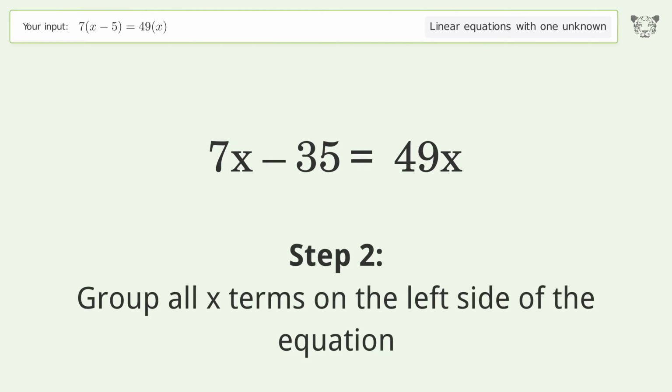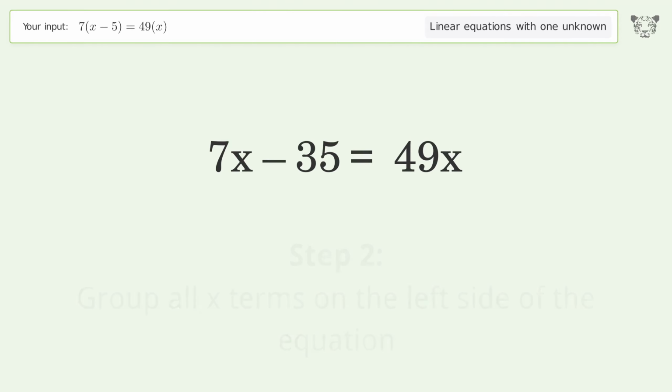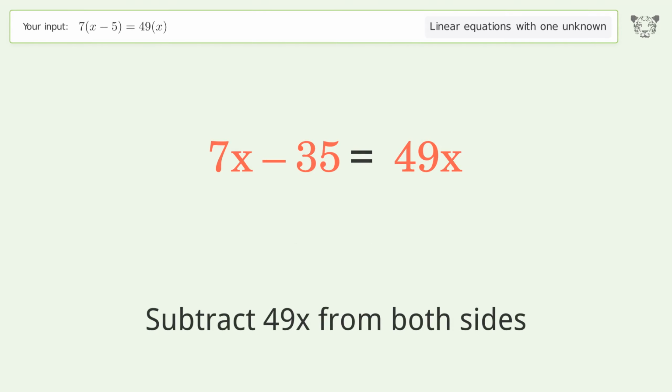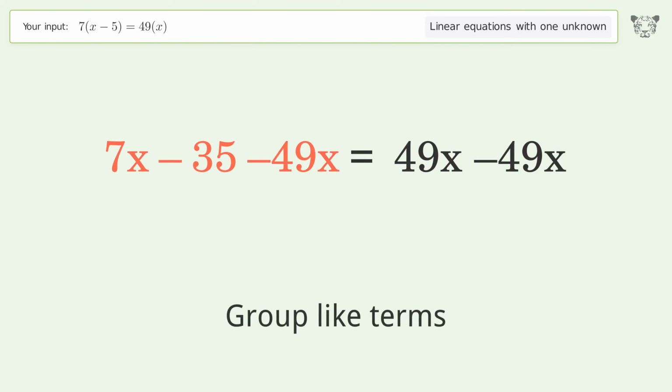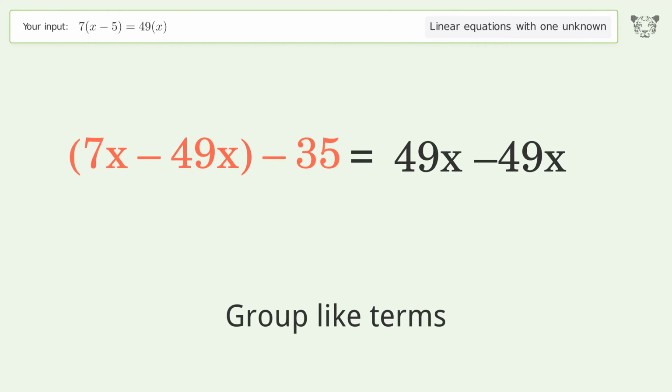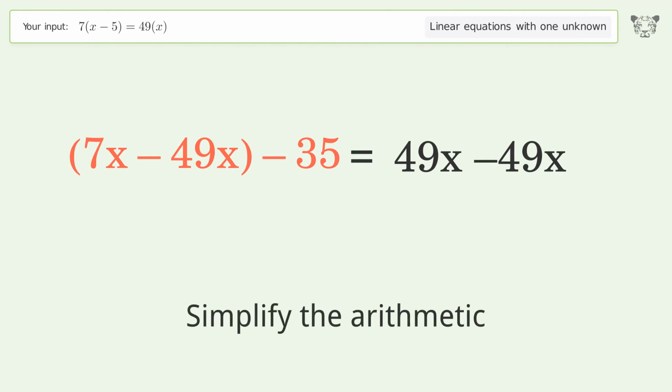Group all x terms on the left side of the equation. Subtract 49x from both sides. Group like terms. Simplify the arithmetic.